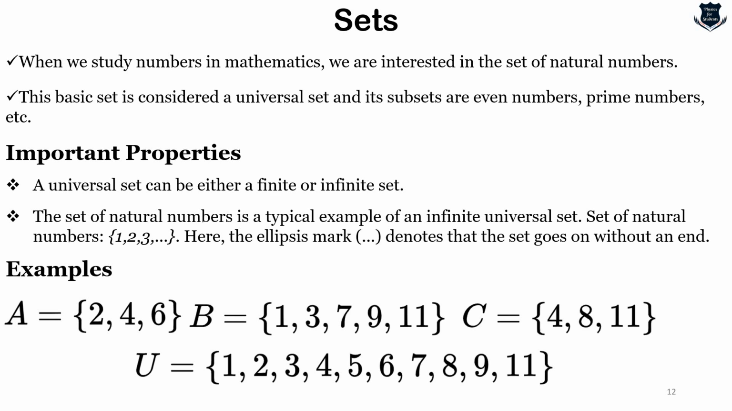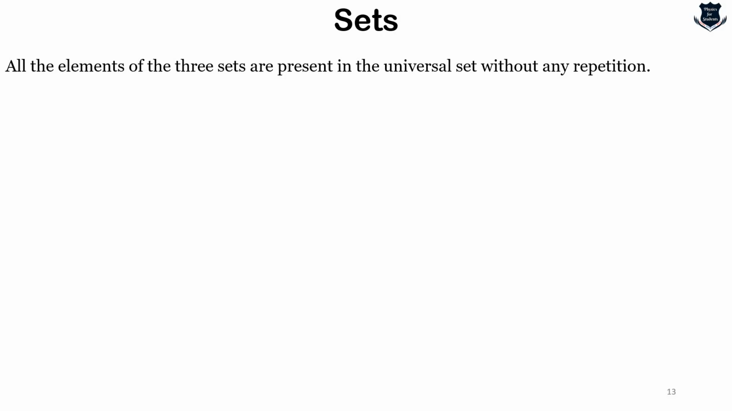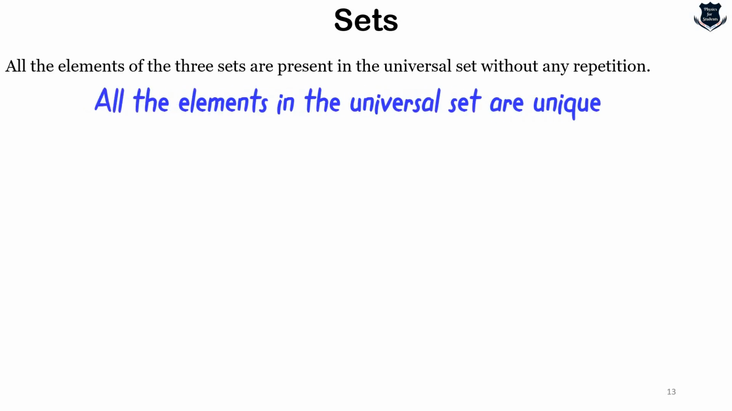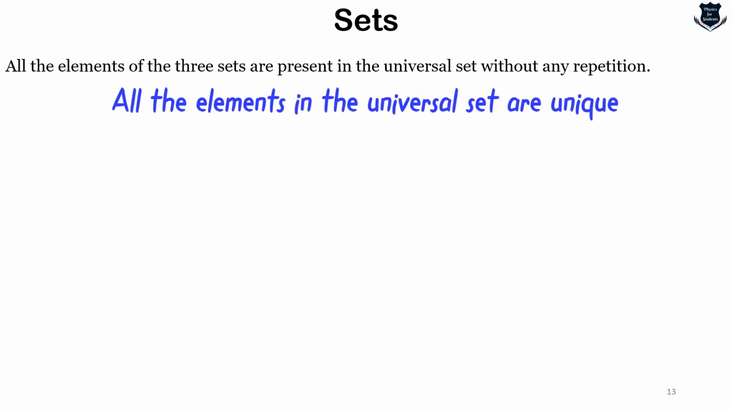That means it will contain everything: 1, 2, 3, 4, 5, 6, 7, 8, 9, and 11. Sorry, 10 is not there, right? Most of the time, all the elements of the 3 sets are present in the universal set without repetition. This is a very important point: all the elements in the universal set should be unique.